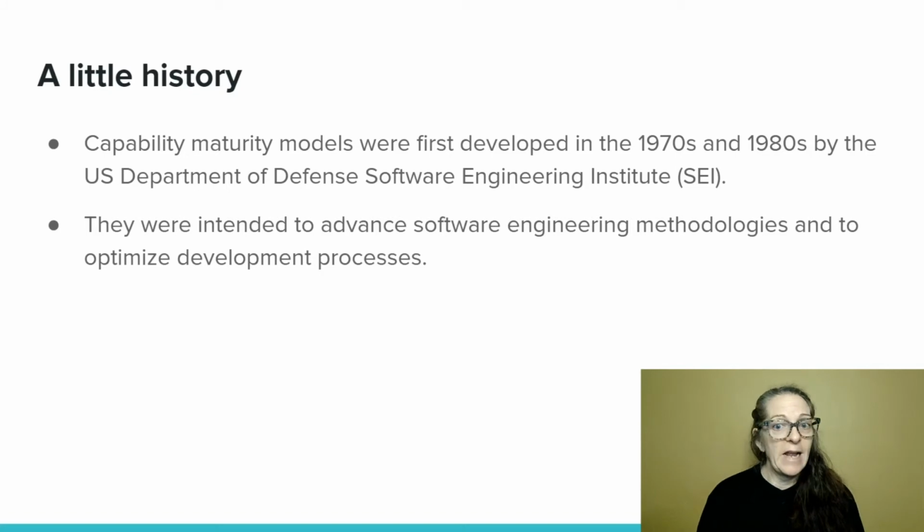In the 70s and 80s, there was a lot of work and research done in this area. And with the support of the US Department of Defense, the Software Engineering Institute developed what is called the Capability Maturity Model, which is kind of the basis for a lot of the maturity models that we look at today. This was used to help document and optimize software engineering and development processes.